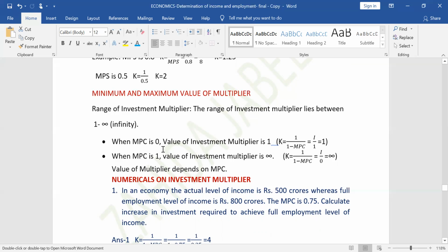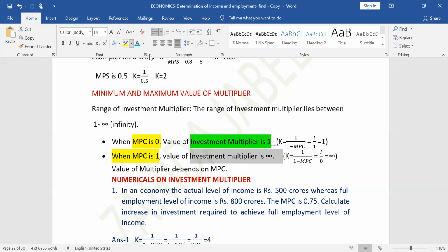When the value of investment multiplier will be 1? When MPC is 0, the value of investment multiplier will be 1. Can you see here on your screen? K is equals to 1 divided by 1 minus MPC. When the value of MPC is 0, 1 divided by 1, that is 1. So remember that whenever MPC is 0, the value of investment multiplier will be 1. When MPC is 1, the value of investment multiplier will be infinity.